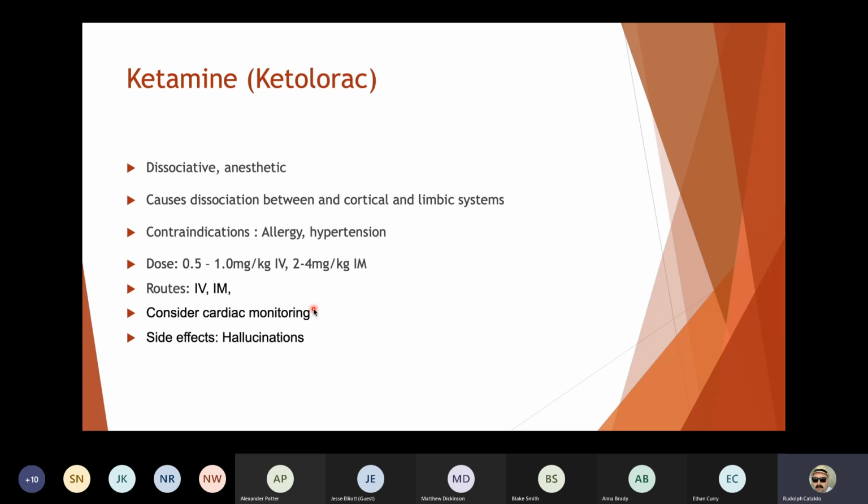Common routes of administration: intravenous and intramuscular. Cardiac monitoring, obviously, since it's still a class 3, but it is still a narcotic. And then side effects: if pushing too fast, you will see hallucinations with patients. And when I say they'll hallucinate, I mean they'll make stuff up that you've never heard of before, and it's kind of terrifying, to be honest.